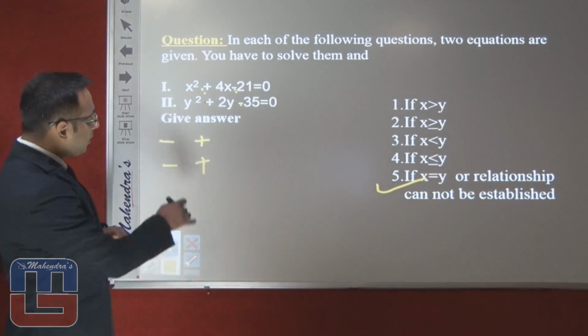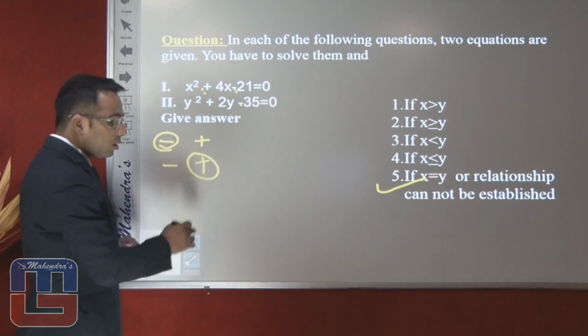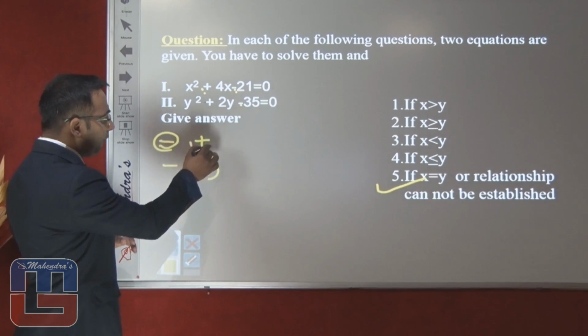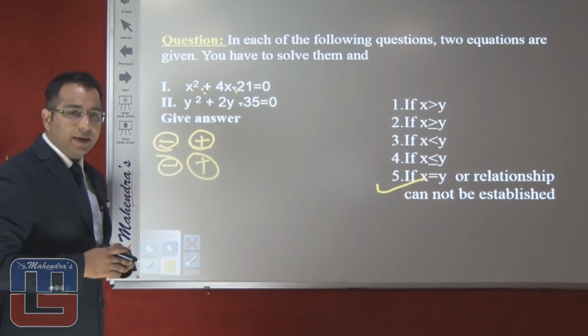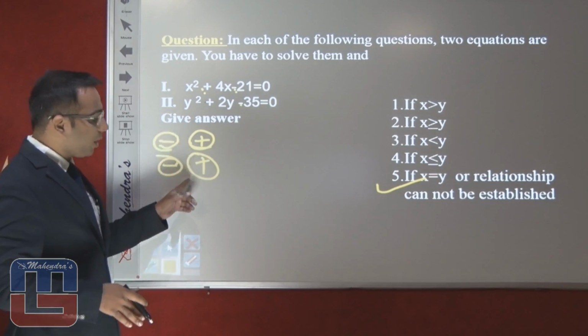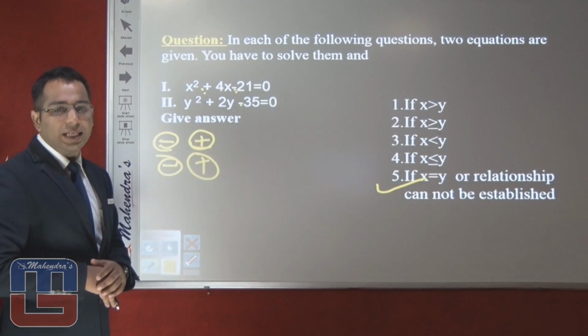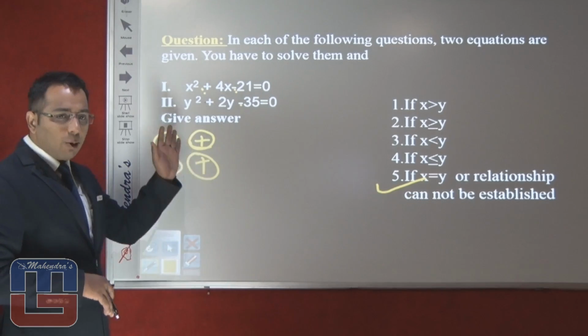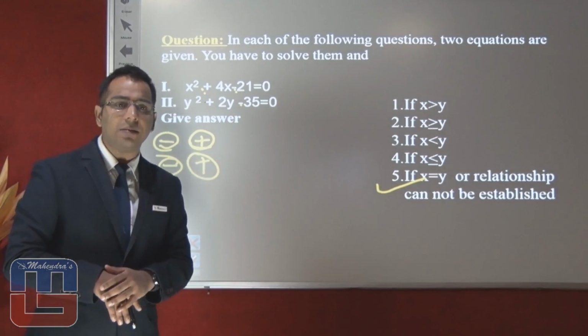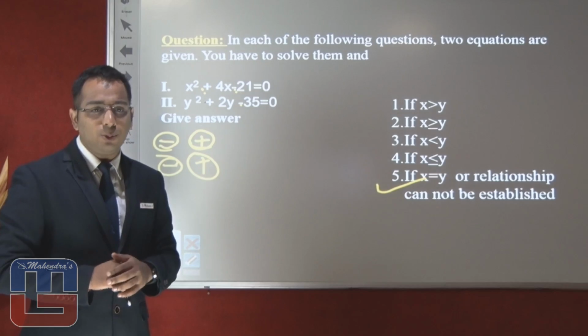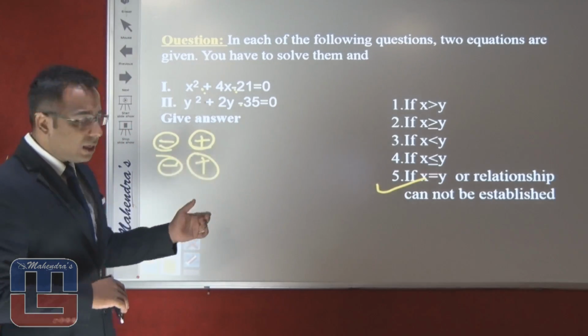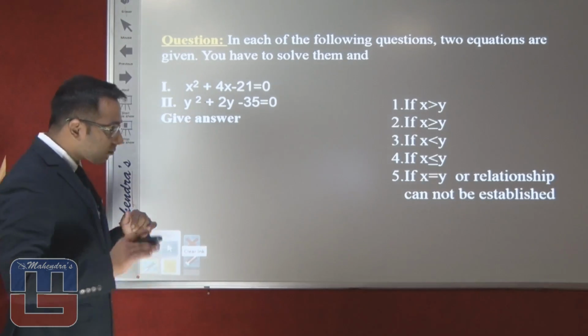Whatever the roots will be, the negative value is always less than the positive value, and the positive value is always greater than the negative value. So one value is greater, one value is less. The answer will be that the relationship cannot be determined. Without taking out the roots, we can solve it by that method. Those who haven't seen that video, let us see what I have done here.